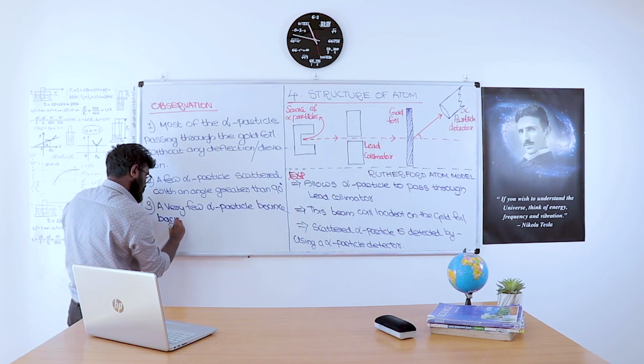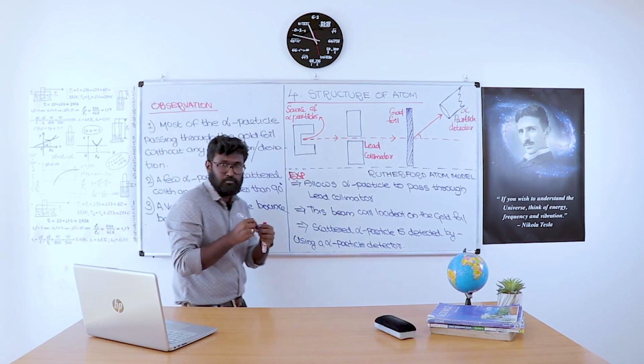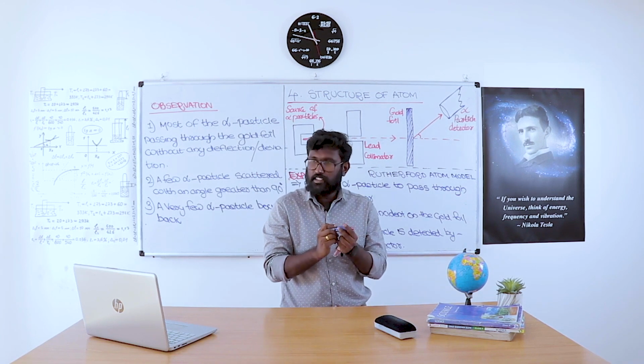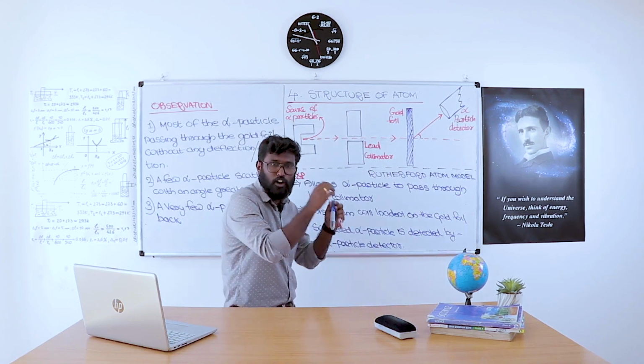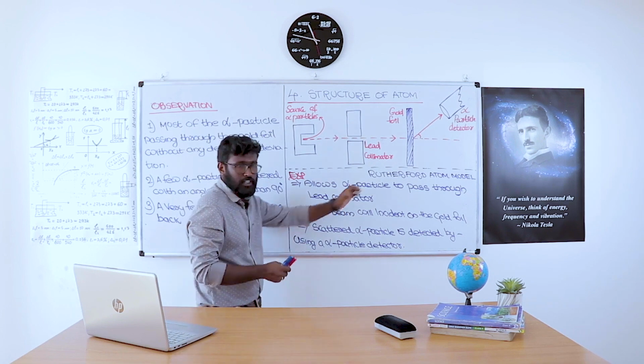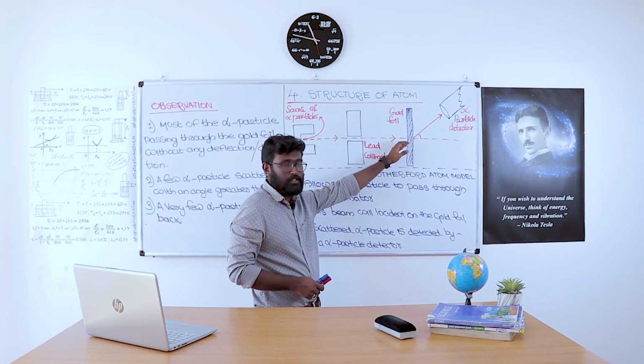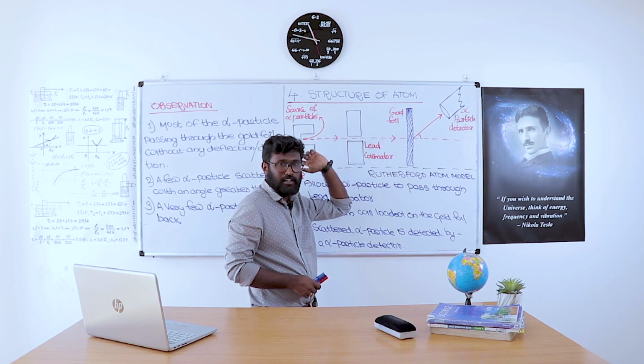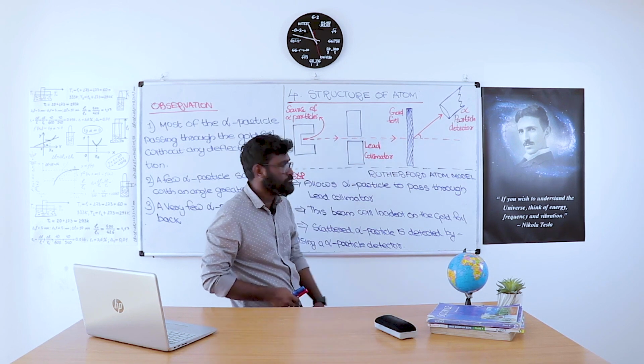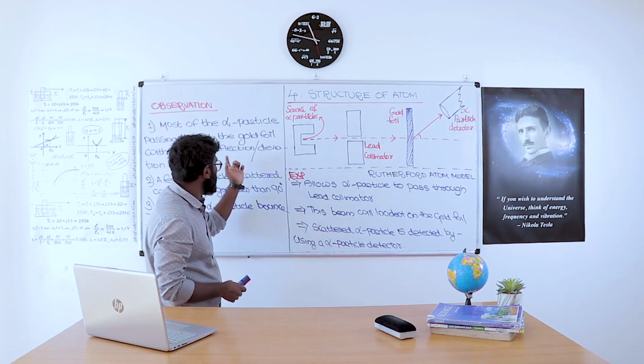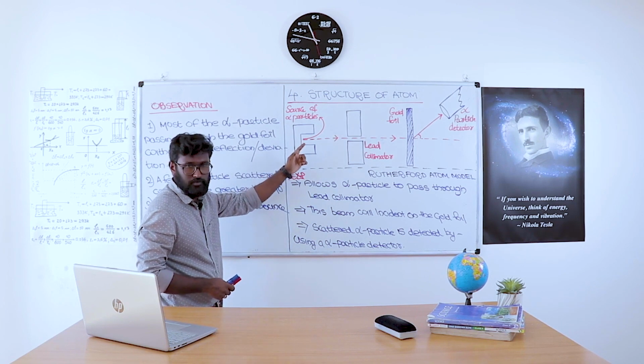That means a very few alpha particles bounce back, meaning that they scattered at an angle of 180 degrees. If they scattered at an angle of 180 degrees, it deflected back. That means it bounced back. So this is the experiment and observation conducted by Rutherford.